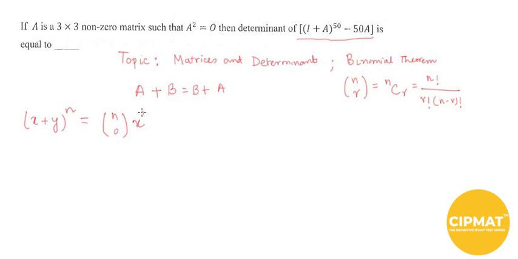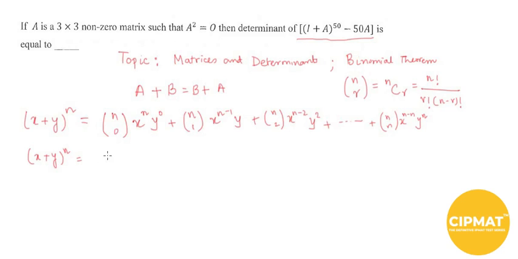So this is equal to nC0 x to the power n and y to the power 0, plus n choose 1, x to the power n minus 1, y, plus n choose 2, x to the power n minus 2, y square, and this goes on till n choose n, x to the power n minus n, and y to the power n. So if I write the general term for this expression, it can be written in this form also. x plus y to the power n is the summation from r equals 0 to n of n choose r, x to the power n minus r, y to the power r. So this is what the binomial theorem used to be.